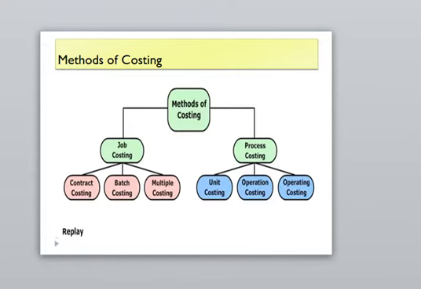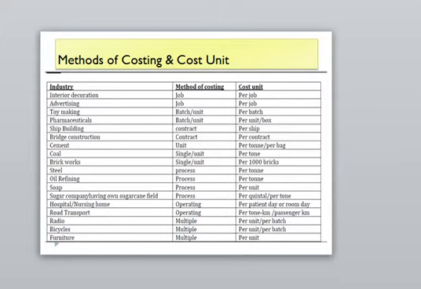So here I provided the details about industries where methods of costing and cost unit are applicable. Here you can see there are different types of industries, and the method of costing applicable and the cost unit for that industry is also given.